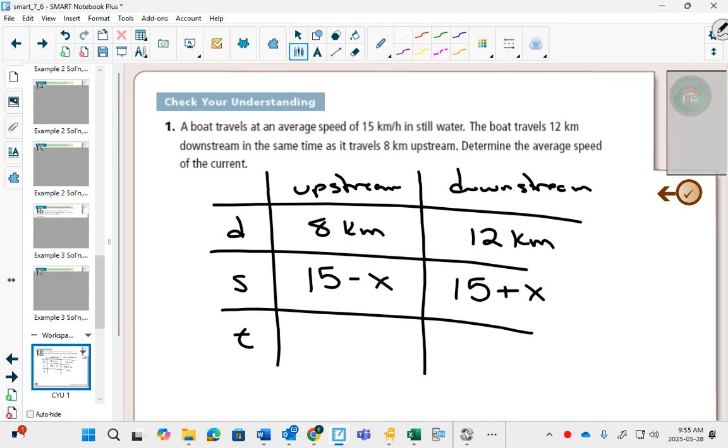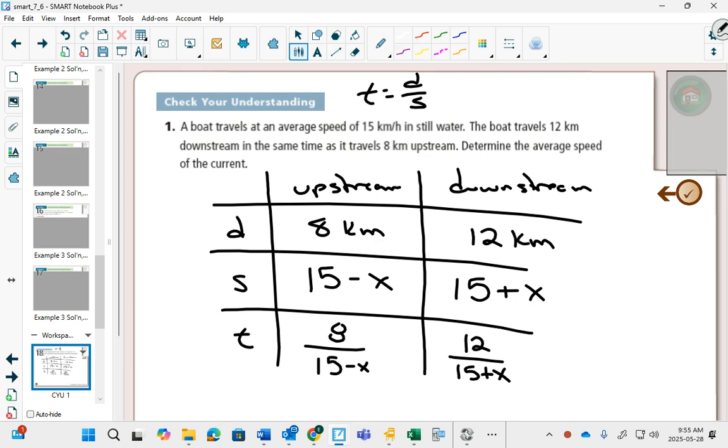So again, we have to choose something for our variable. We want to find the current, so it makes sense that we would put x as the current. And then we have to think, how does that affect your speed? Your speed was normally 15. The current's going to make it slower when it's upstream. It's going to make it faster when you're downstream. And then again, rearranging our formulas, time is distance over speed. So my time here would be 8 over 15 minus x, and my time here would be 12 over 15 plus x.